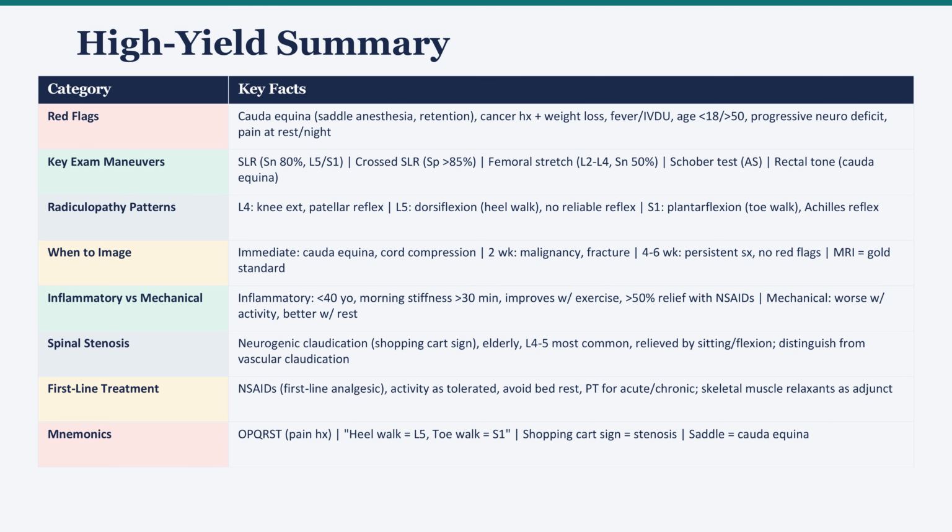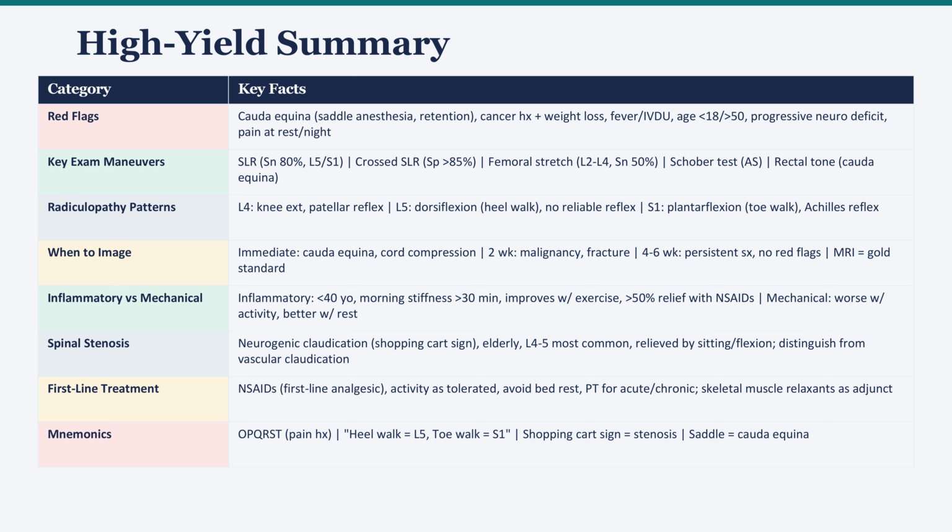Let us review the high-yield facts for your exams. Red flags to remember include Cauda Equina symptoms, cancer history with weight loss, fever with IV drug use, extremes of age, progressive neurodeficits, and pain at rest. Key exam maneuvers are the straight leg raise with 80% sensitivity for L5 and S1, cross straight leg raise with greater than 85% specificity, femoral stretch for L2 through L4, Schober test for ankylosing spondylitis, and rectal tone for Cauda equina.